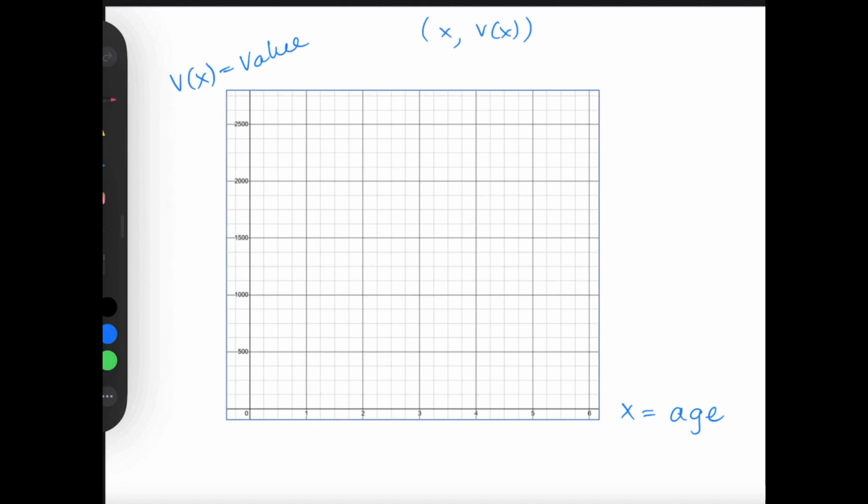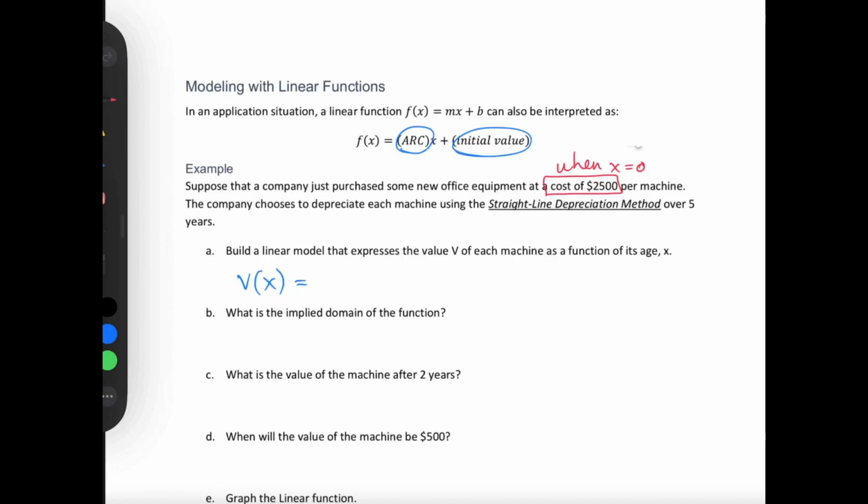And since we know that the cost of the machine was $2,500, that's when the age of the machine is 0, right? That's when the machine is brand new. So we end up with the ordered pair where age is 0 and value is $2,500. So we actually get a point on our graph from knowing that the initial cost, or the initial value, was $2,500. And notice that's on our y-axis, so that's going to correspond to that y-intercept. So we can see how that initial value is corresponding to the y-intercept.